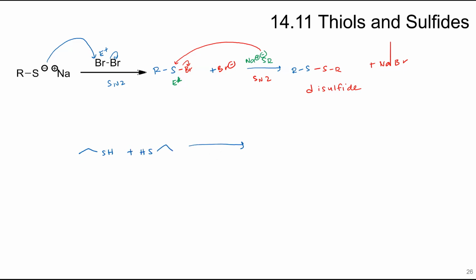If you have 2 thiols together in the presence of sodium hydroxide and water with Br2, you can form the disulfide again. So the thiolate with bromine can form the disulfide, or you can have 2 thiols in the presence of base and bromine to form the disulfide.